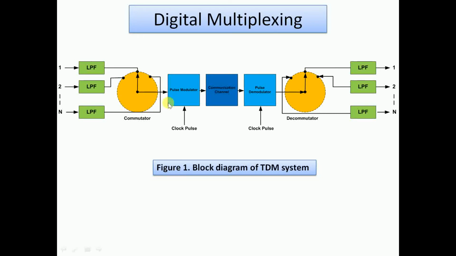Now these samples are being quantized and encoded through a pulse modulator, and are transmitted over a communication channel. Then the reverse is done: demodulation is done, and then we have a decommutator. What this decommutator does is redistribute the user information onto the individual channels, and like this we have the whole time division multiplex system. In the subsequent slides we'll discuss in detail how all these processes are implemented under these digital multiplexing standards.